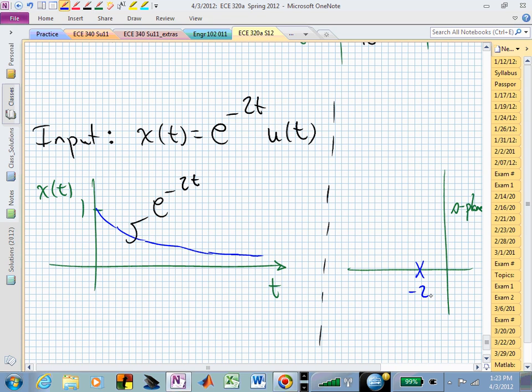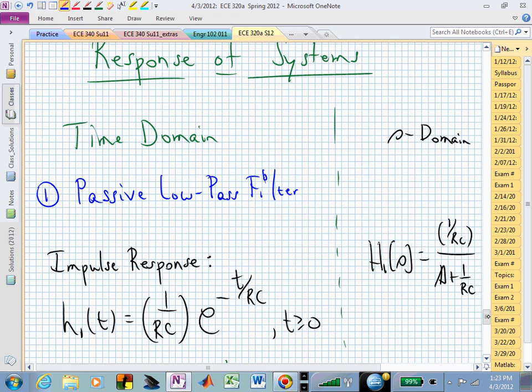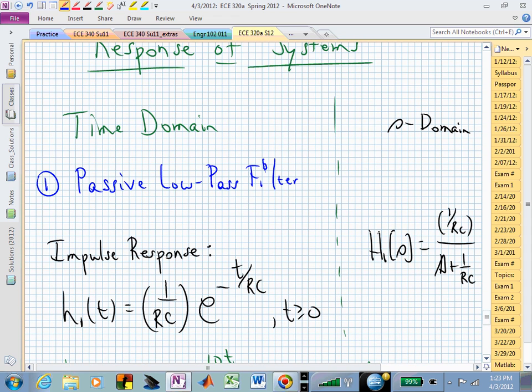I now have one pole at minus 2. Now, if I wanted the response, I now need to combine. If I wanted the response of this passive low-pass filter, if I now excite it with an exponential decay, you now know how to find the total response in the new terminology that we've been using.